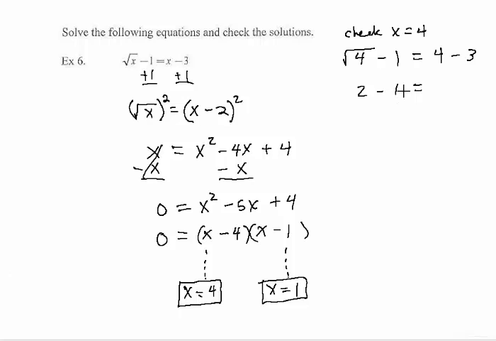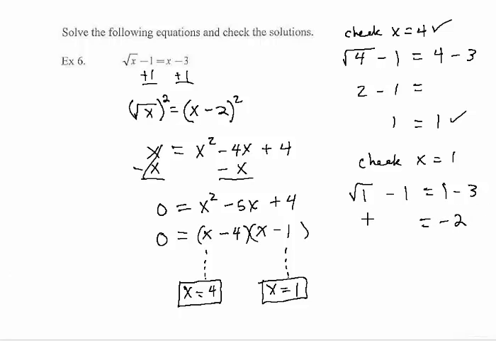Square root of 4 is 2. If we subtract 1, we get 1 on the left, and over here on the right, 4 minus 3 is a 1, and so x equals 4 is not extraneous. It's a full solution to our equation. Now we'll check x equals 1. We get the square root of 1 minus 1, and over on the right we have 1 minus 3. The right side becomes a negative 2, and square root of 1 is 1 on the left, and we get 0 equals negative 2, and this is not true. So we would have to label x equals 1 as an extraneous solution.